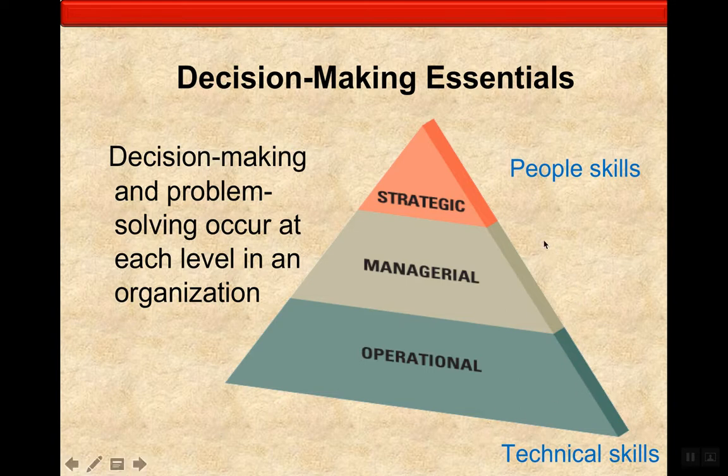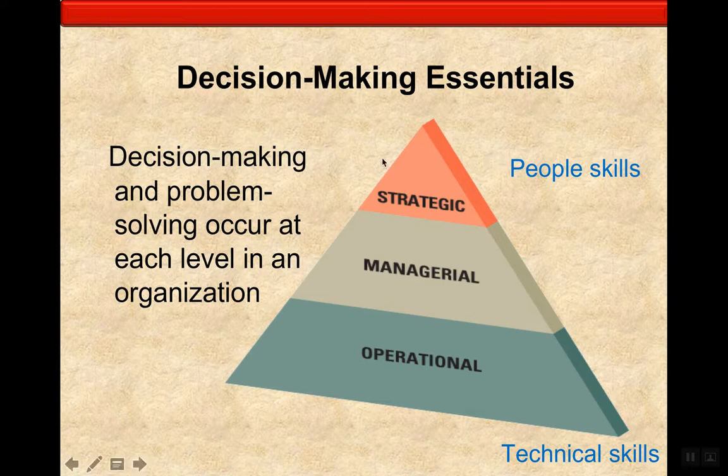There's another level up, the managerial level, which is evaluating what is happening at the operational level, seeing how things are occurring, and then making a series of decisions around how to make adjustments if necessary.